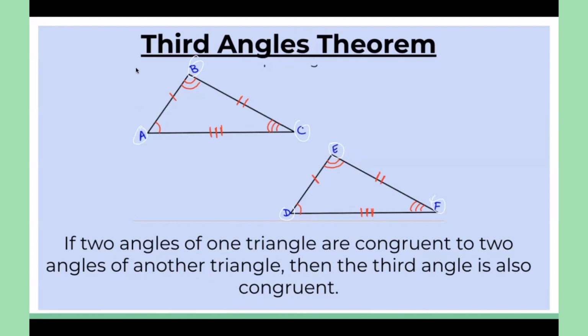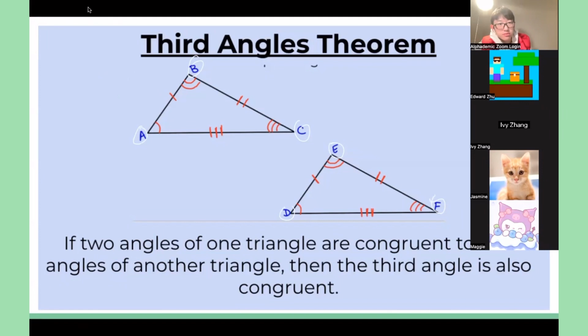But most of the time these really complicated definitions can be boiled down to a really simple point. So just know that it's saying that when an angle and an angle are congruent and another angle and another angle are congruent, the third two angles will also be congruent.